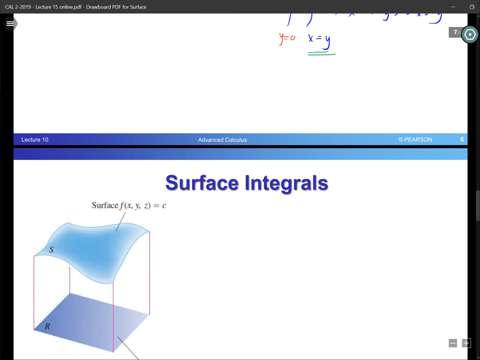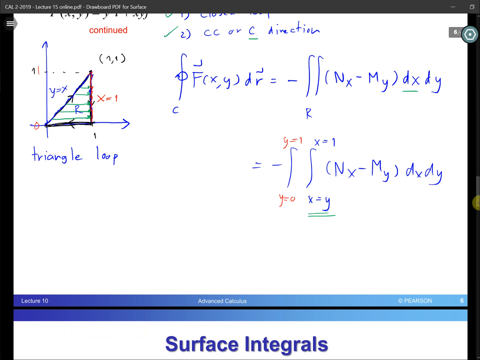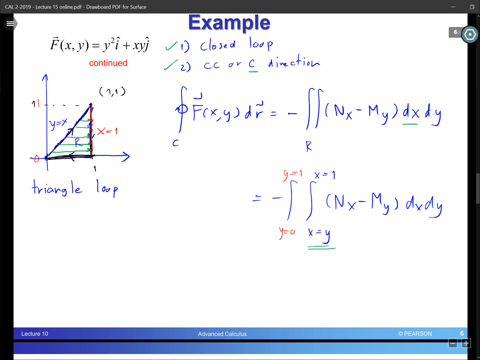Okay, now that is it for Green's theorem. To summarize, it all comes back to these conditions: a closed loop, and counterclockwise or clockwise circulation. If you have these two conditions, use Green's theorem. It's going to be much faster.